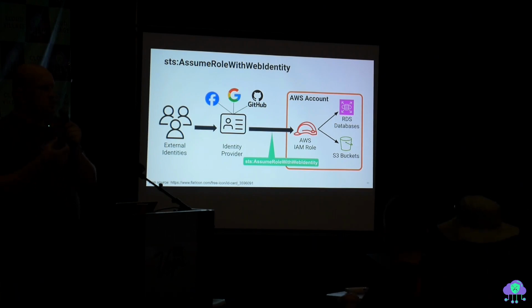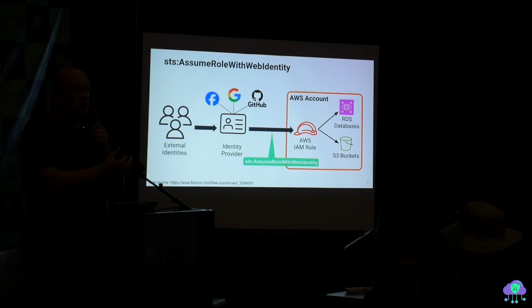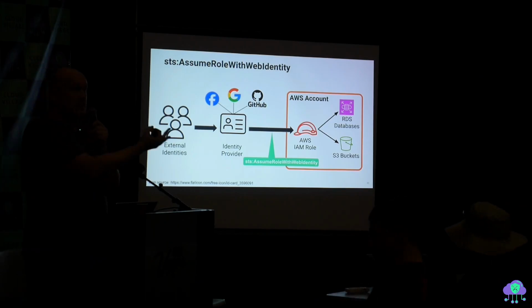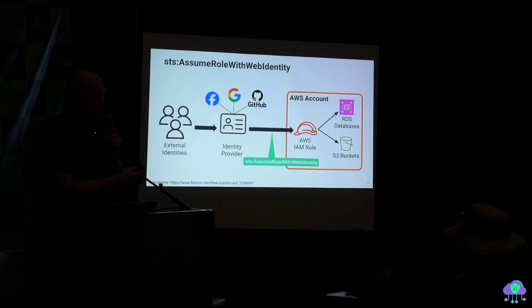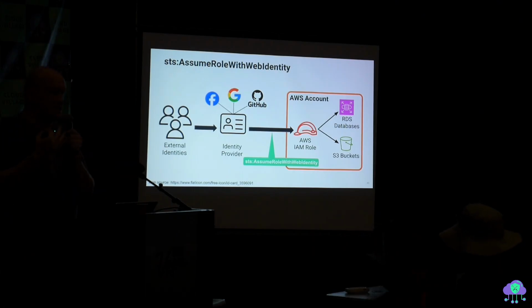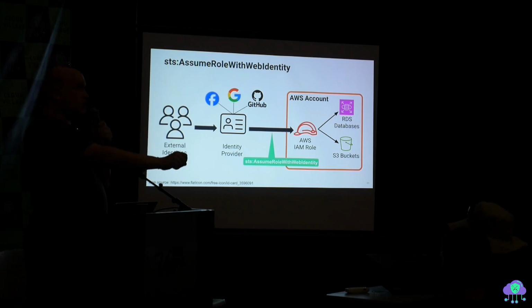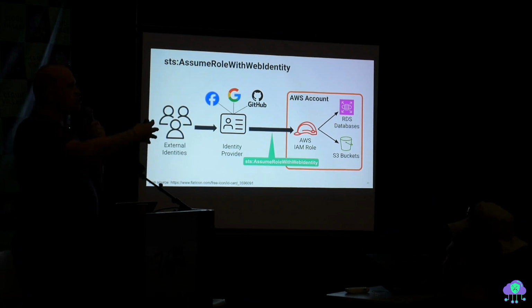The idea here is that you sort of offload the responsibility of authenticating or authorizing a user to an identity provider of your choosing. This can be a private identity provider, one that you or your organization own and maintain, or it can be a public identity provider. Think Facebook, Google, Amazon, GitHub, and things like that. Your external identities, whether they are human or machine, interact with this identity provider to generate a token. That token is then passed into the assume role with web identity call to authorize you to assume a role in an account.